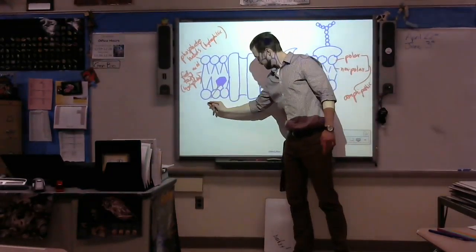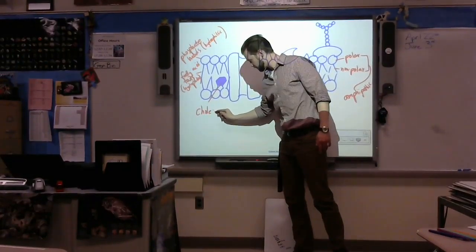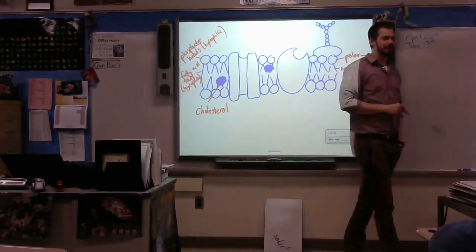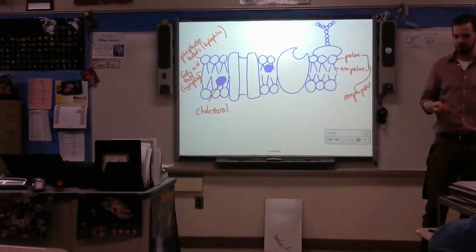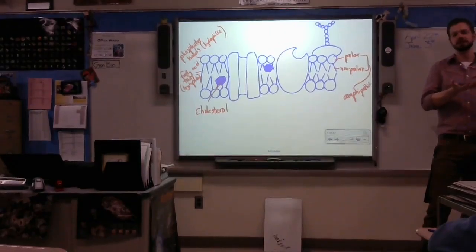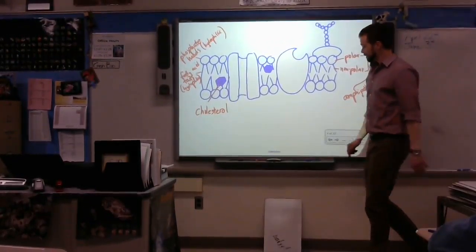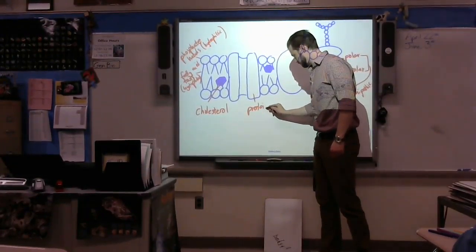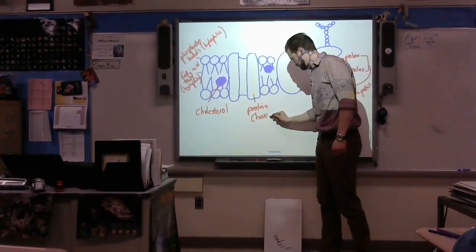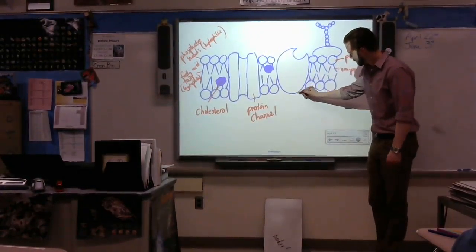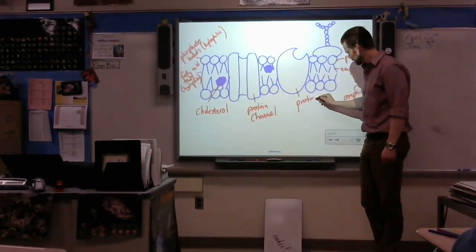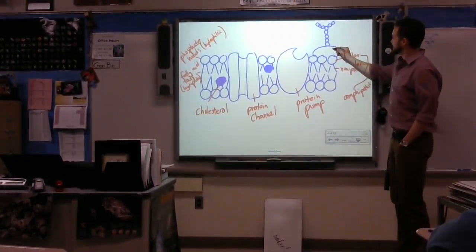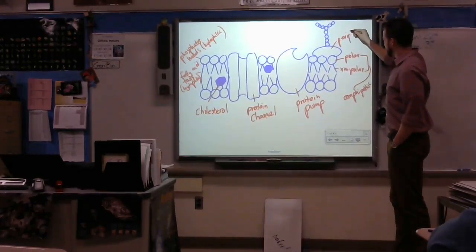This is cholesterol. It is worth noting that it is only present in animal cells. It is a stabilizing molecule. It helps provide a little bit of sturdiness or stability to the membrane. This is a protein channel, or the channel protein. This is a protein pump. This is a peripheral protein.